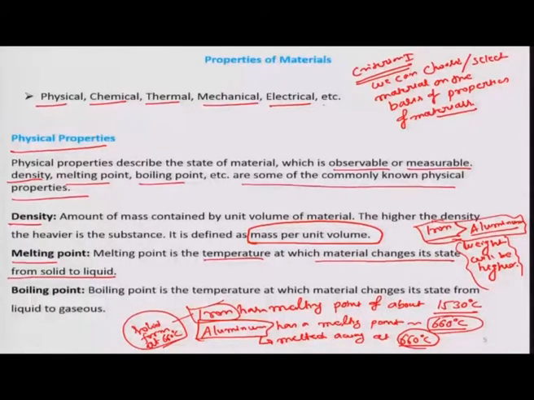Okay. Boiling point is the temperature at which the material changes its state from liquid to gaseous. Everybody knows the boiling point of water, that is 100 degrees Celsius. It means at 100 degrees Celsius, liquid will start boiling and start converting into gaseous media. These are the main predominant physical properties of any material: density, melting point, boiling point, etc.